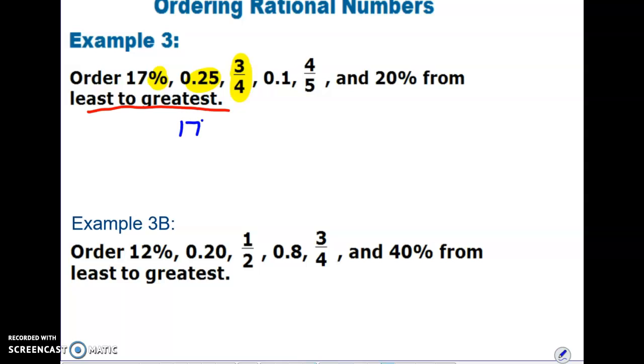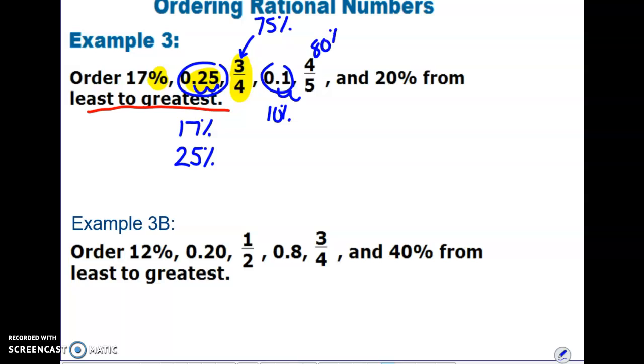I know I already have 17% as a percent. I'm going to look at this second one right here, 25 hundredths. I'll move my decimal point 2 places to the right, and I know that is the same as 25%. Hopefully, 3/4 is one we have memorized also. If I think 3 out of 4 quarters is 75 cents, that would be 75%. 1/10, if I move the decimal point 2 places to the right, is 10%. 4/5 is the same as 8/10 or 80%. And then I've got 20% right here.